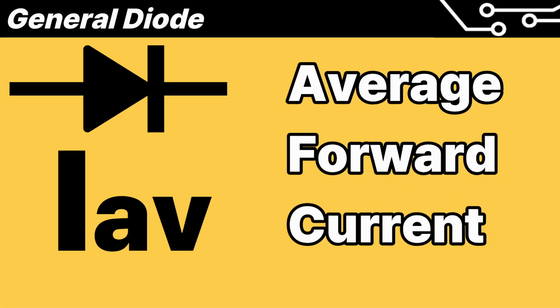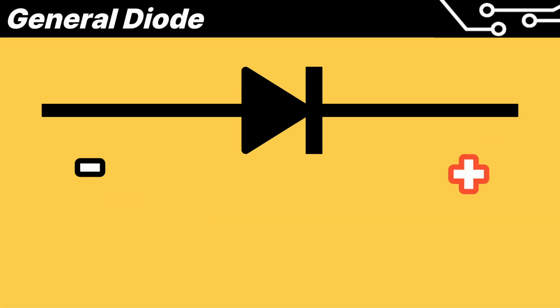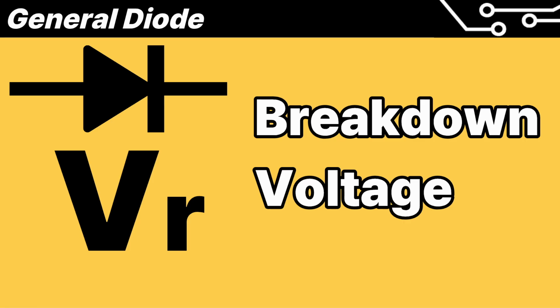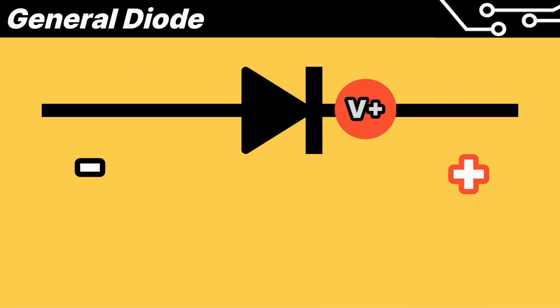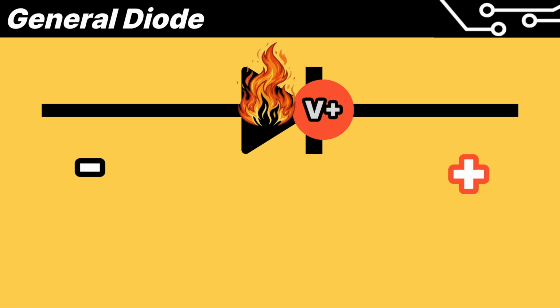A related term is average forward current. It refers to the continuous current the diode can handle. Now that we know the forward voltage, let's look at the reverse voltage. It refers to the voltage limit the diode can block when current attempts to flow in reverse. We call this breakdown voltage. If a reverse voltage higher than this is applied, the diode will be damaged. These are the characteristics of a general diode.